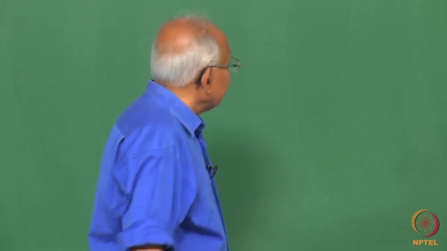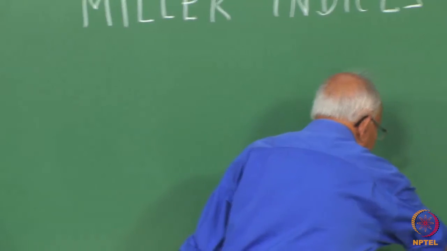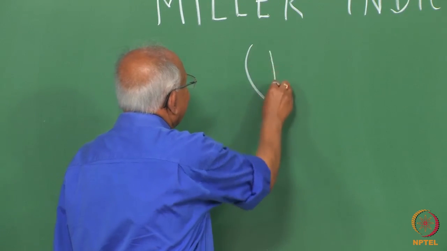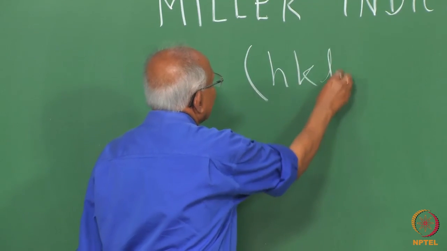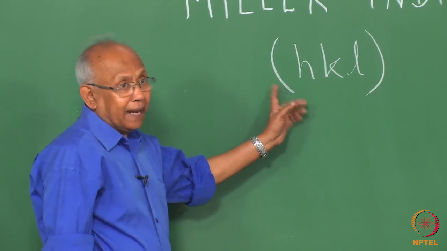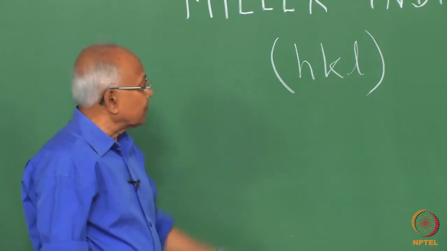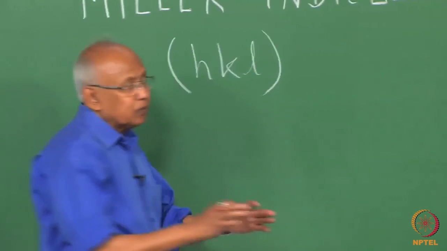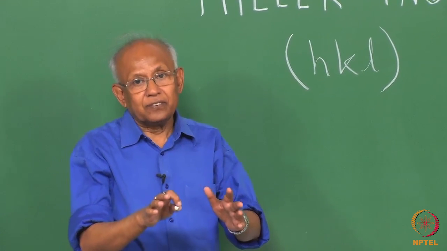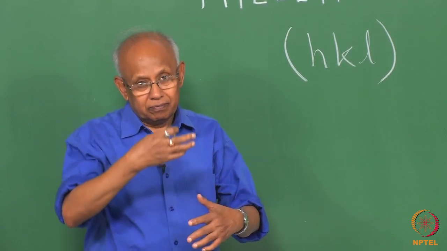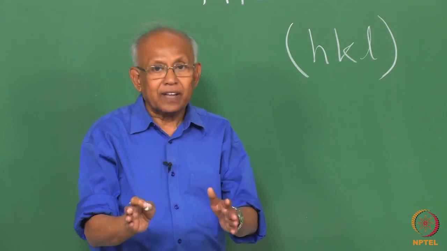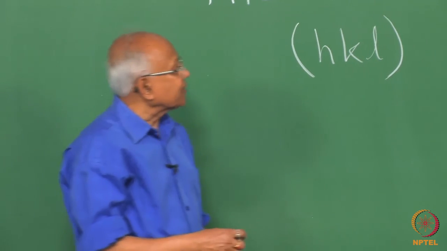Now, if we write a number h k l within first bracket, that indicates a particular plane. h, k, l are all integers. Now, as we have already seen, in a cube there are 6 similar faces in the unit cell: the front plane, back plane, right hand side plane, left hand side plane, top plane, bottom plane, all are of the same type.